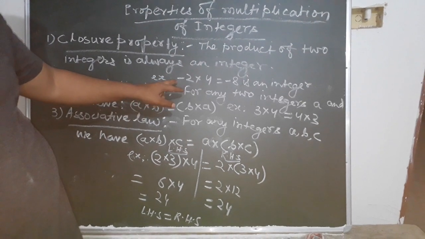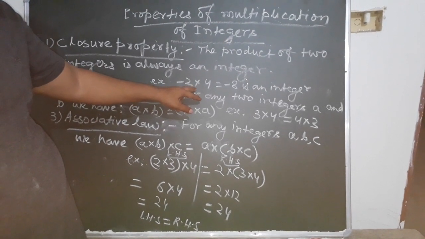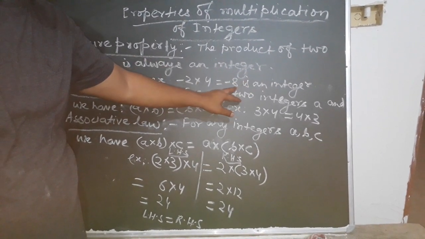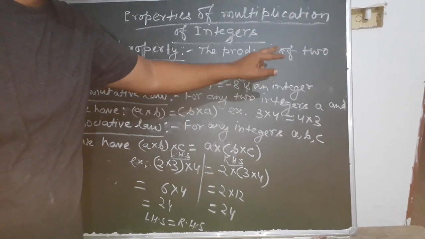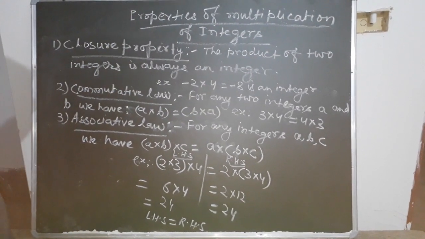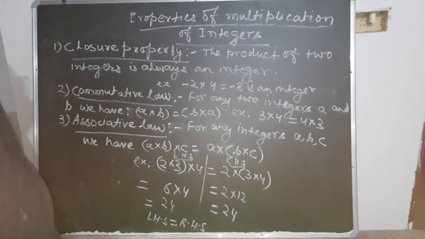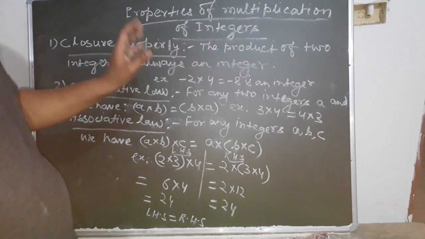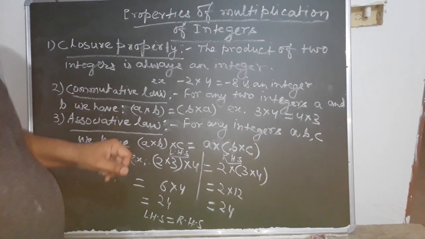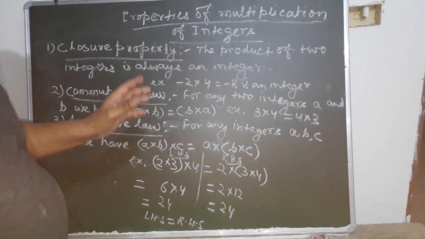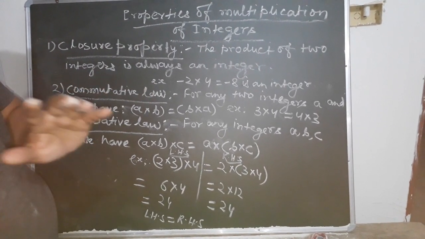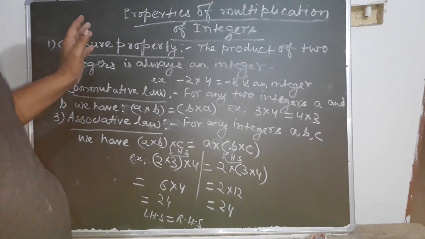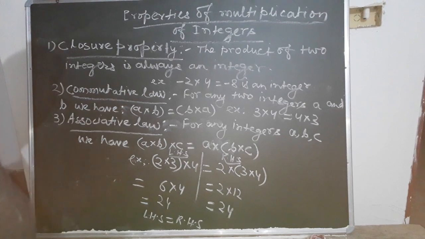One example I am giving you: minus 2 multiplied by 4 is equal to minus 8, and minus 8 is an integer. One more example I am giving to you. 0 is an integer and 4 is also an integer. 0 multiplied by 4 is equal to 0. 0 is also an integer. So, the product of any two integers will always be an integer.